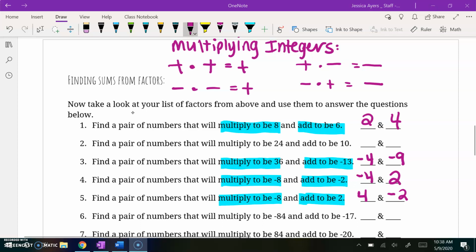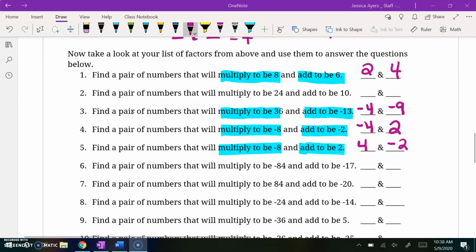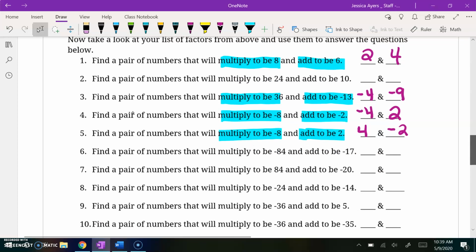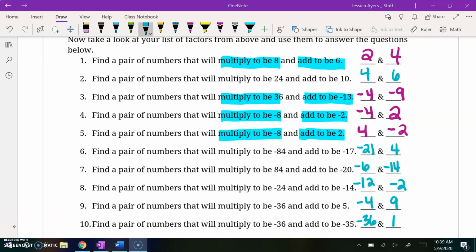Now take a few minutes and finish the rest of 2, 6, 7, 8, 9, and 10 on your own, and then we'll check back. Here are the answers for the rest of those. You can always remember that you can check it back by saying, is negative 36 times 1 negative 36? And is negative 36 plus 1 negative 35? I would always think about it as adding and then just figuring out where my negative goes.